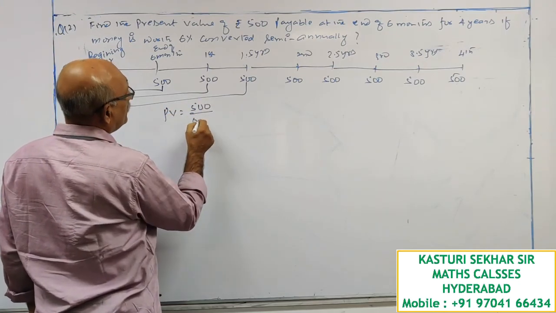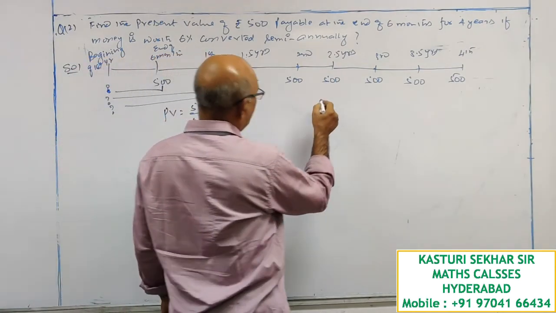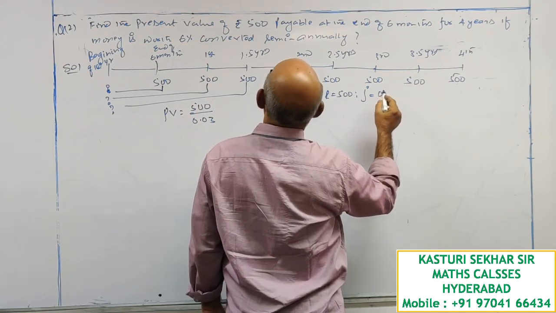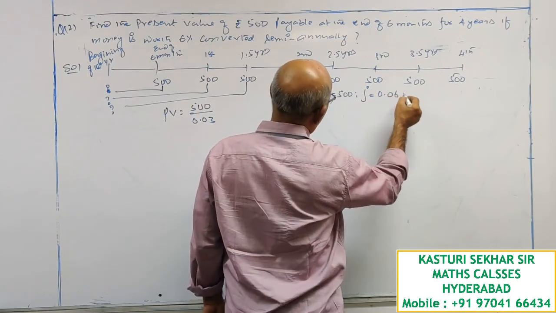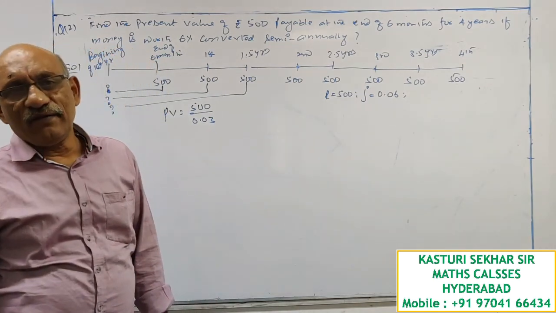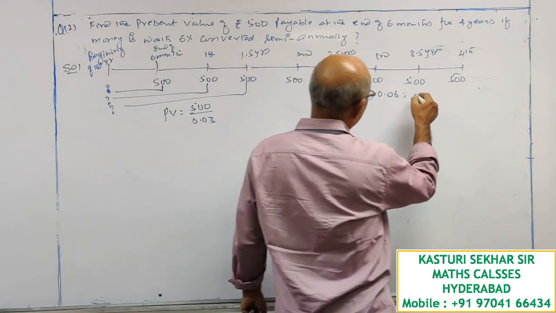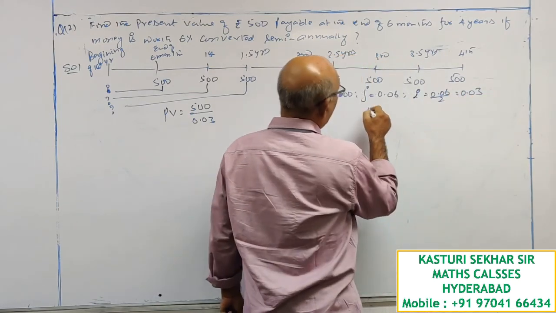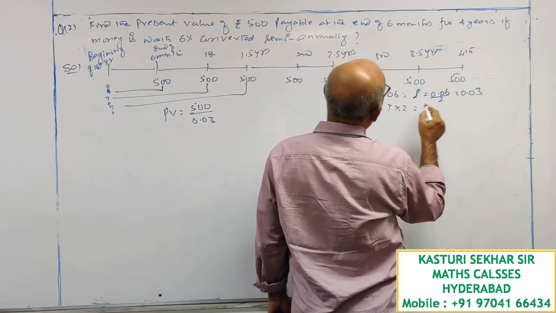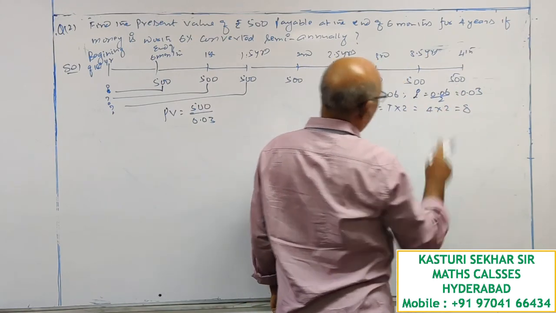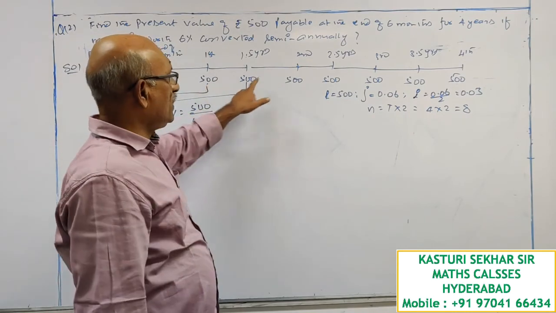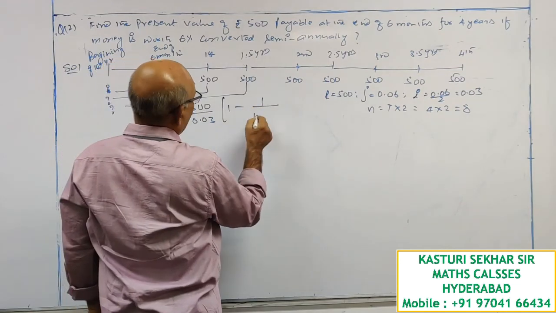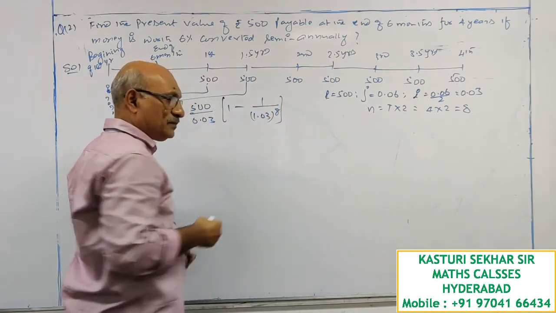500 divided by 0.03, R is equal to 500. Nominal rate of interest is 0.06, but the actual rate of interest which is used for calculations, I is equal to 0.06 by 2, 0.03. N is equal to T into 2, 4 into 2, 8. 8 payments are there. 1, 2, 3, 4, 5, 6, 7, 8. 1 minus 1 by 1.03 whole power 8.